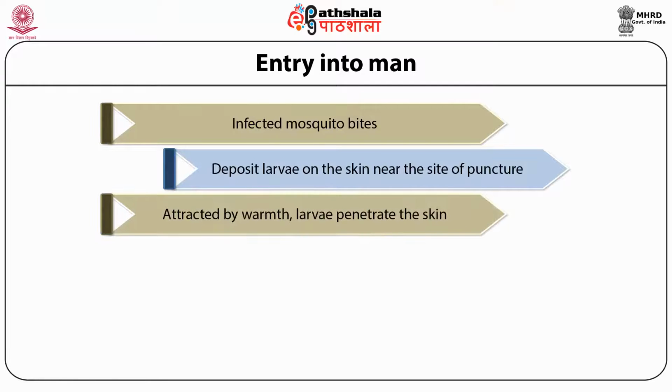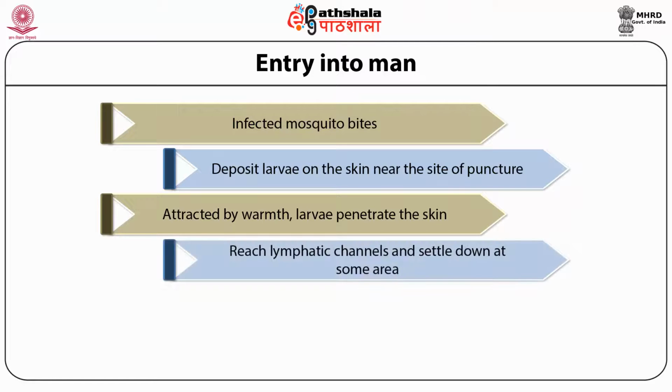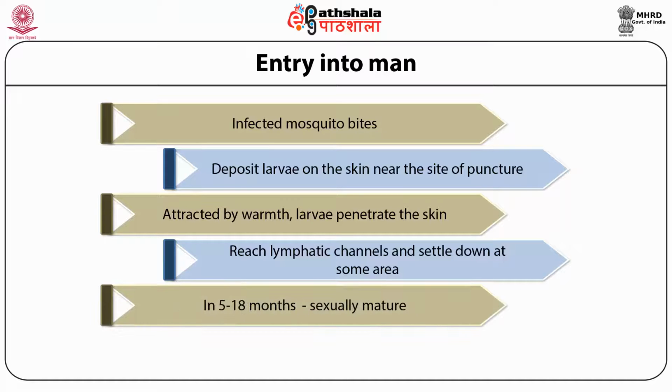The larvae get attracted by the warmth of the human body and they invade the skin either through the puncture or on their own. They migrate through the subcutaneous tissues, reach the lymphatic vessels, and accumulate at a particular lymphatic region. The larvae accumulated in the lymphatics now go through two molts and begin to grow to maturity. It takes them approximately 5 to 18 months to gain sexual maturity.